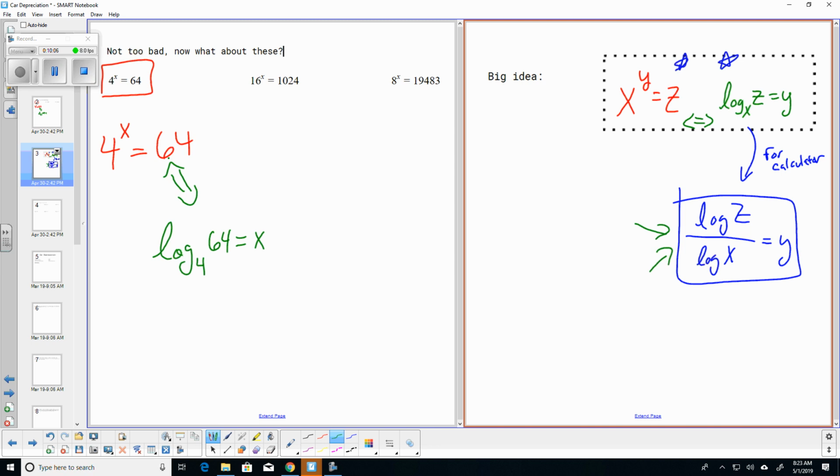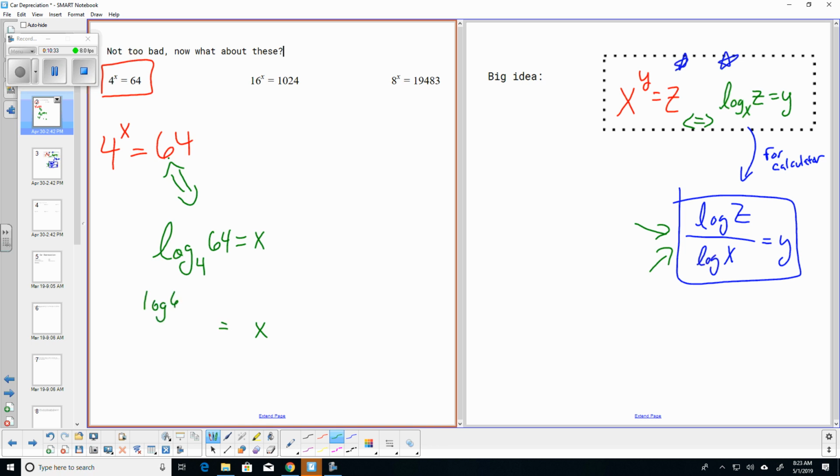It says log of z over log of x. This is the way I always remember it. I go like this. That means that the guy that's in the basement, because he's a subscript, he's below, goes down. The guy that's on the regular line goes up. So it's going to go like this: log of 64 divided by log of 4. See how I did that? And then that can go directly in your calculator, and then we'll have our answer.